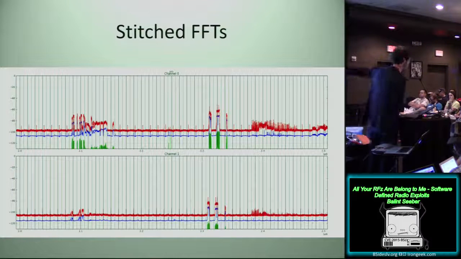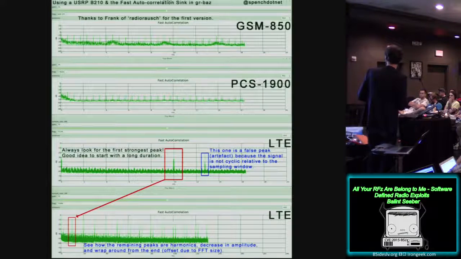This is a wider stitched FFT here. This is actually the 2 to 2.5 gigahertz portion of the spectrum. So ISM, 2.4 gig Wi-Fi, and you can see all of the Wi-Fi traffic and Bluetooth traffic popping out there. So that's sort of the generic analysis of the radio spectrum.